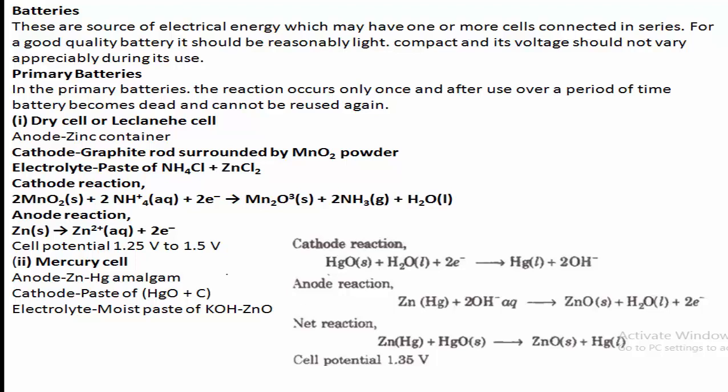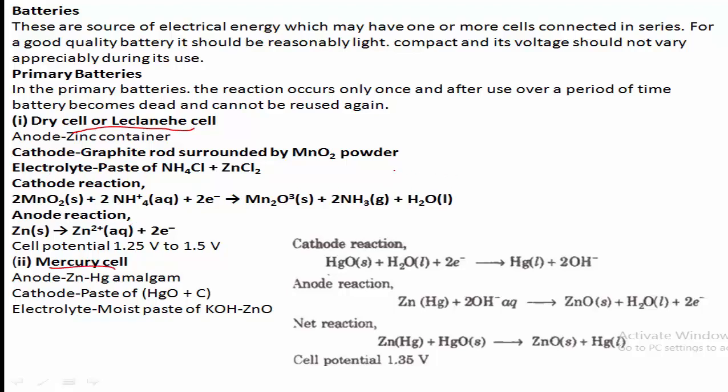Then, batteries. These are the source of electrical energy which may have one or more cells connected in series. A good quality battery should be reasonably light and compact, and its voltage should not vary appreciably during its use. There are two types of batteries. One is primary batteries. In primary batteries, the reaction occurs only once, and after use, over a period of time, the battery becomes dead and cannot be reused again. Examples of primary batteries are the dry cell or Leclanche cell, and another cell, that is the mercury cell.